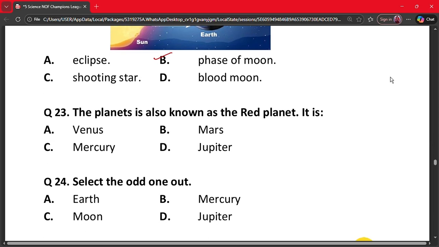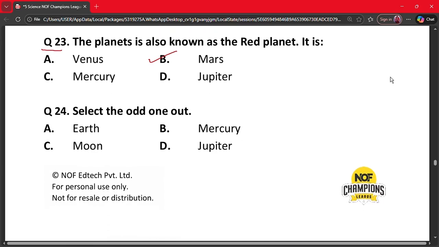The next question is question 23. The planet is also known as the red planet. It is A. Venus, B. Mars, C. Mercury, or D. Jupiter. The correct answer is option B. Mars appears reddish due to iron-rich dust on its surface. So the correct answer is option B.